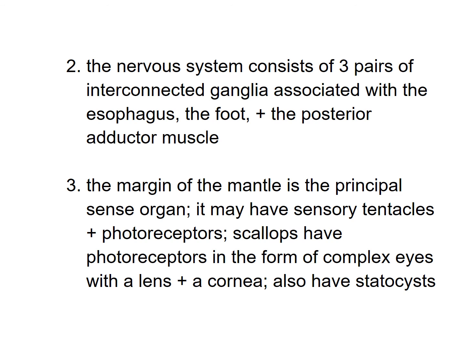When we look at sense organs, the margin of the mantle is the principal sense organ. It may have sensory tentacles on it, or it could even have photoreceptors. Scallops, for example, have photoreceptors on the margin of the mantle, and they actually form very complex eyes. They have a lens and a cornea, and they also have statocysts for equilibrium.